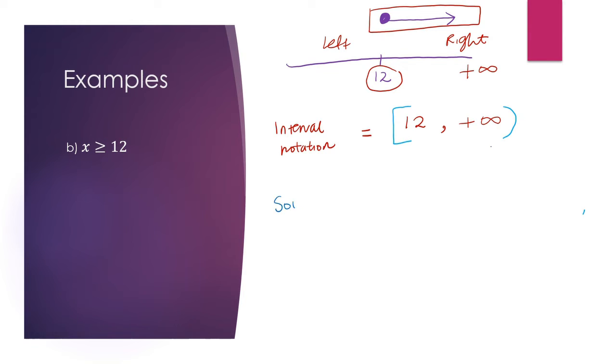And lastly, for solution set, this is equal to curly bracket. The variable this time is x, so x double dot. Next step, I will just copy the entire inequality, x greater or equals to 12. So that's the solution set.